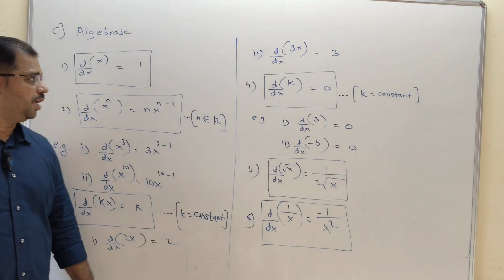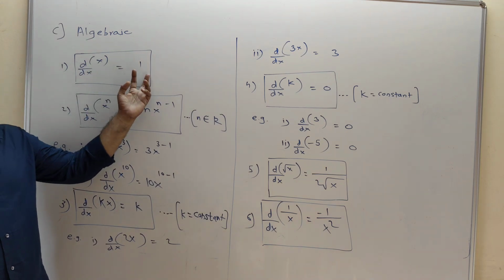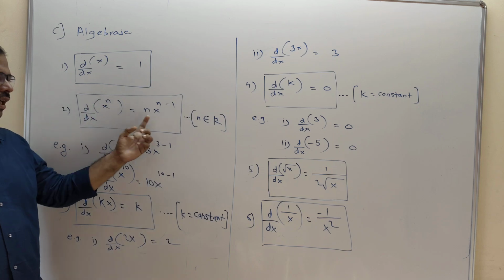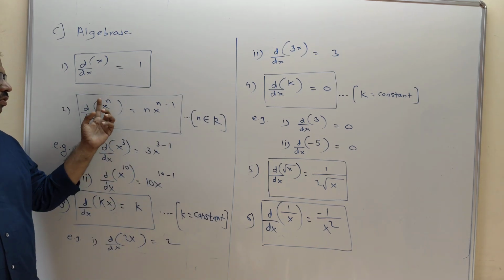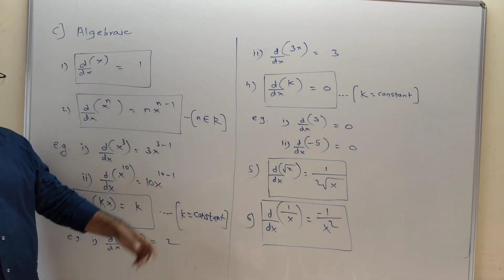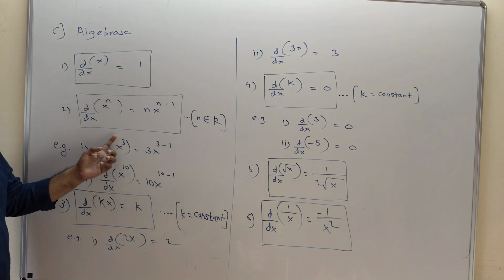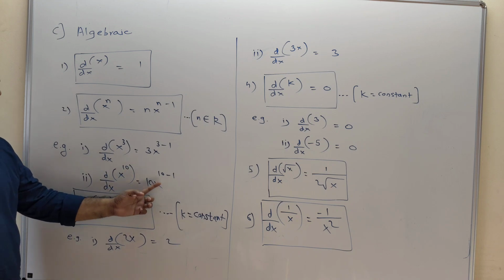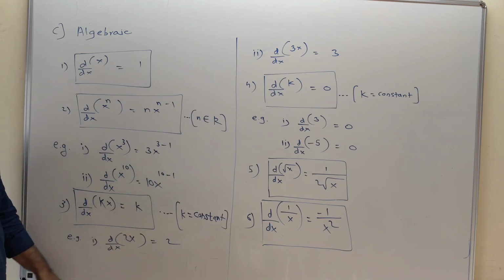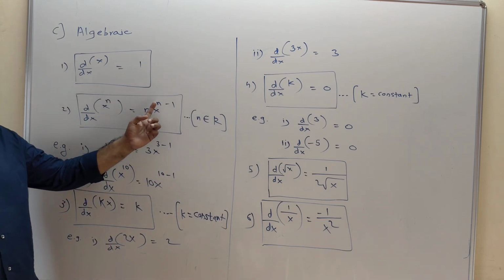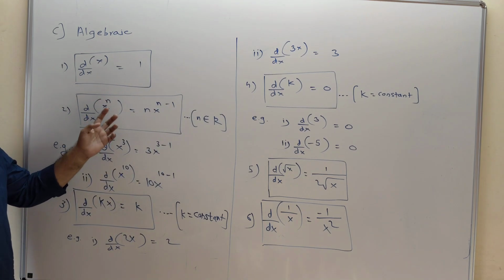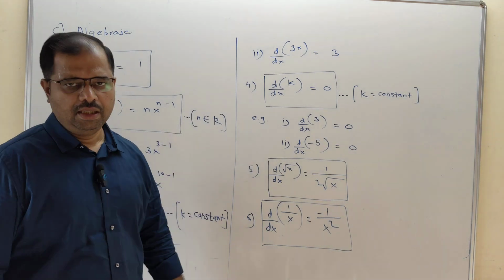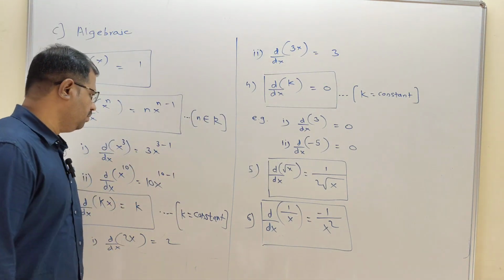Now the third type is algebraic. Derivative of x is equal to 1. Derivative of x raised to n is n into x raised to n minus 1. For example, derivative of x raised to 3 is 3 into x raised to 3 minus 1. Derivative of x raised to 10 is 10 into x raised to 10 minus 1. Derivative of x raised to n is n into x raised to n minus 1, means ये पावर n इधर लिखेंगे, x रेस टू n में से एक पावर कम करेंगे, n इंटू एक्स रेस टू n माइनस 1.